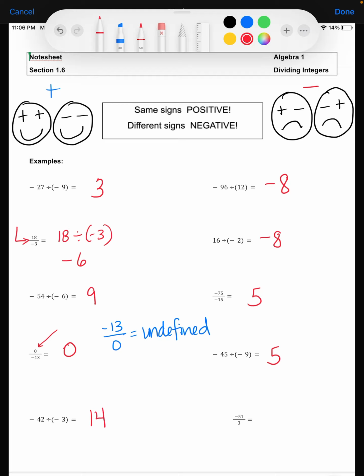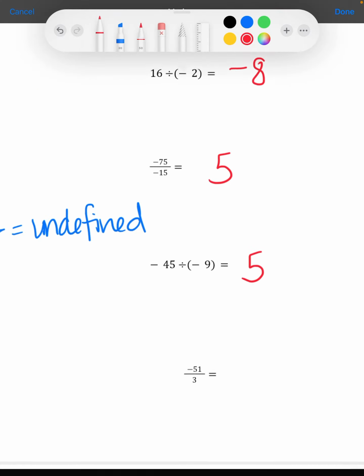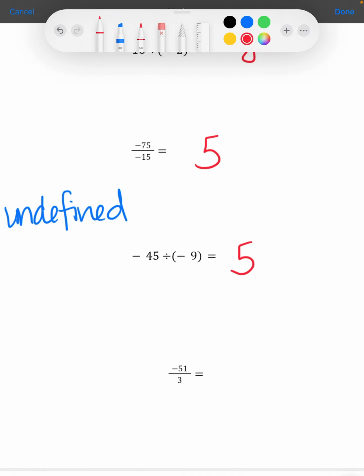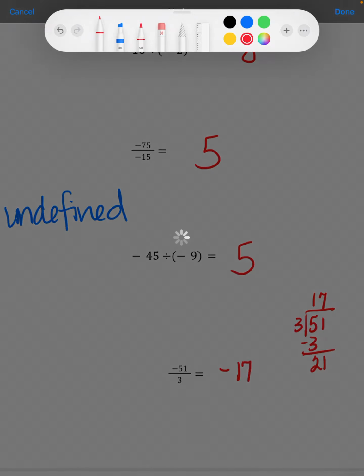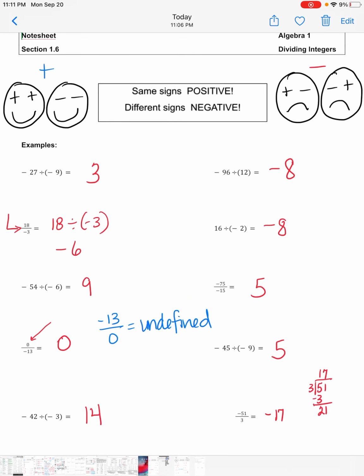Negative 51 divided by 3. Negative divided by a positive, our answer will be negative. If you aren't familiar with some of these, work on them, but you can always do them out a little bit with long division if you need to. So this is going to be a negative 17. Okay, so that's the real basic end of things.